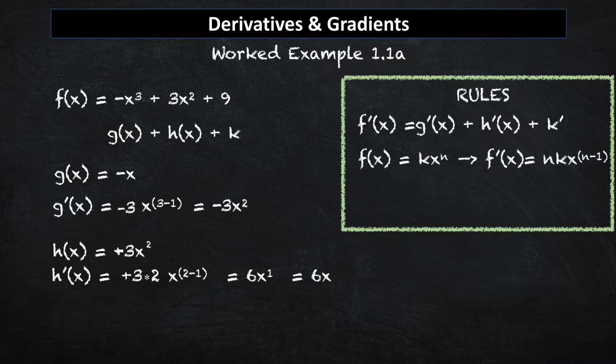Then we have the third element of our function, which is a constant, 9. And we also have another rule, which is that the derivative of a constant is always equal to 0.